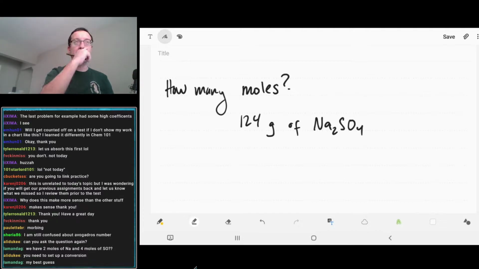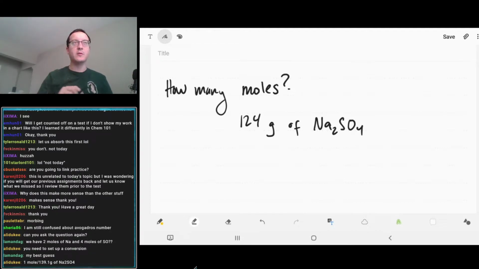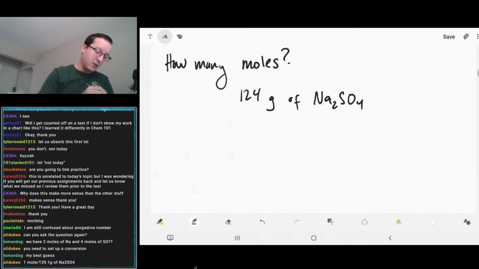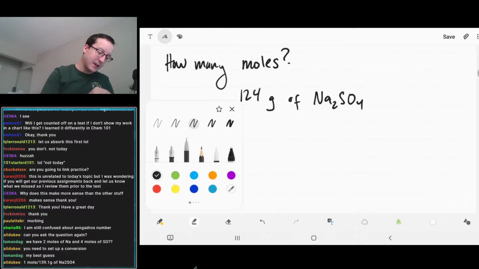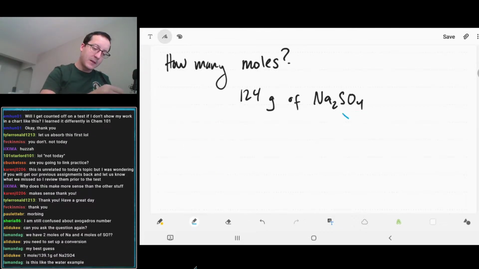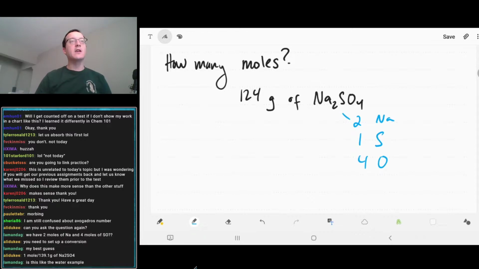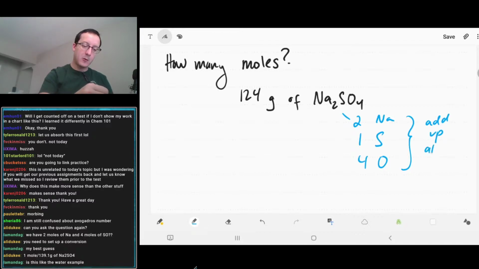So let me address one of those points real quick. Just so we are all familiar with how to interpret a chemical formula, this is 2 sodiums, 1 sulfur, and 4 oxygens. It's just like the water example. So with this, you would need to add up all of these. You would want to add up their atomic masses, right?